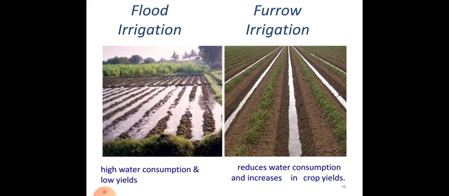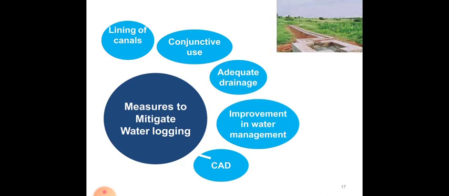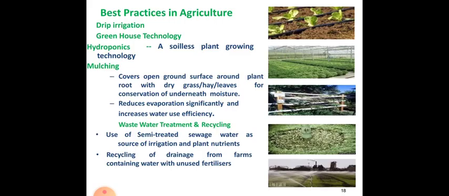In flood irrigation, there is high water consumption and low yields, and furrow irrigation reduces water consumption and increases crop yields, as you can see in this figure. Measures to mitigate waterlogging involve lining of canals, conjunctive use, adequate drainage, improvement in water management, and CAD.